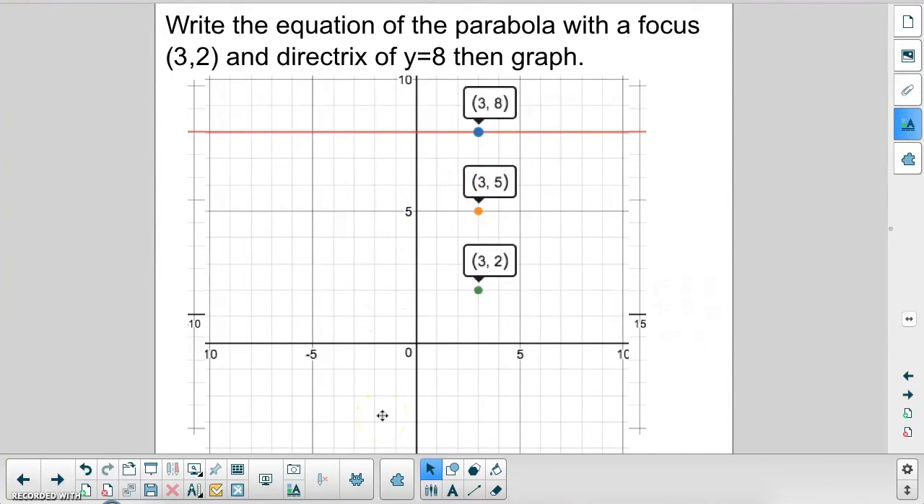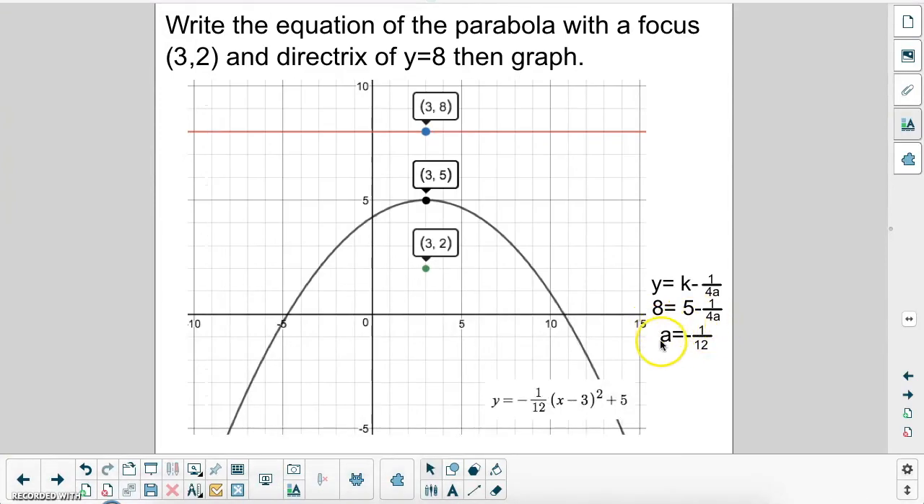So I know my a value is going to be negative, but I need more information to be able to solve it. So I'm actually going to use the equation for the directrix to help me solve, which is y equals k minus 1 over 4a. I know the y value of the directrix is 8. I can use that value and substitute it in for y. I now know the vertex has a k value of 5, so I'm going to use those two values to be able to solve for a. If I do that, I get a value of a equals -1/12.